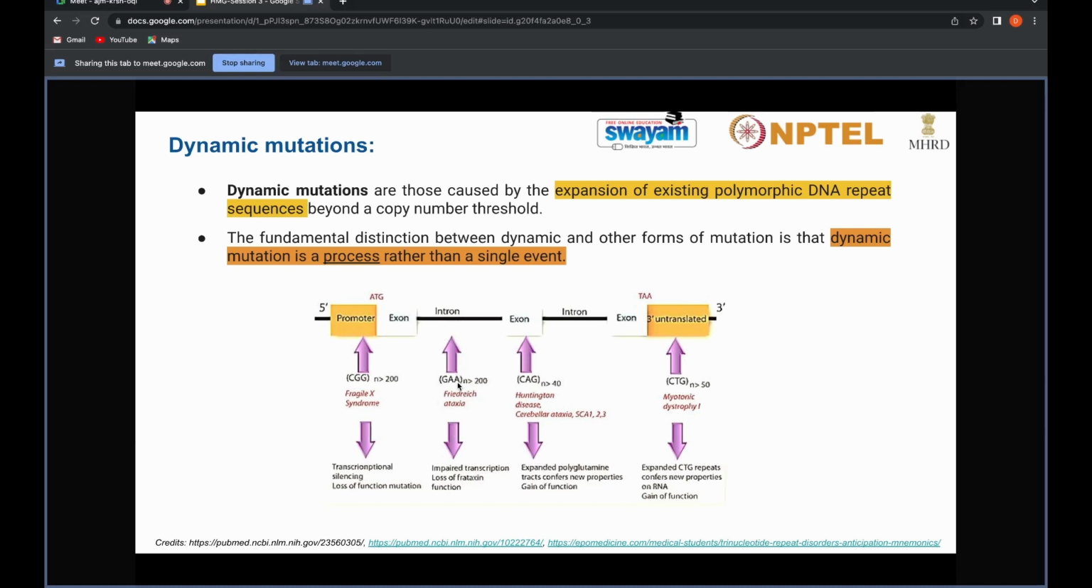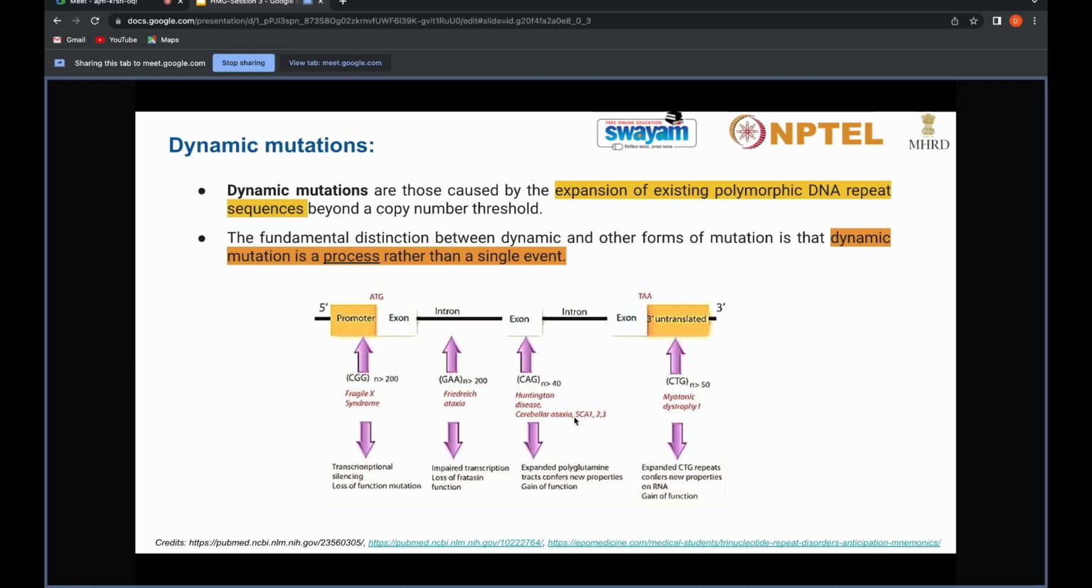And if this repeat expands above 200, then it leads to Friedreich ataxia and it causes impaired transcription and loss of frataxin function. So it will not lead to the proper transcription of this particular DNA sequence, and it is present in the intronic region.